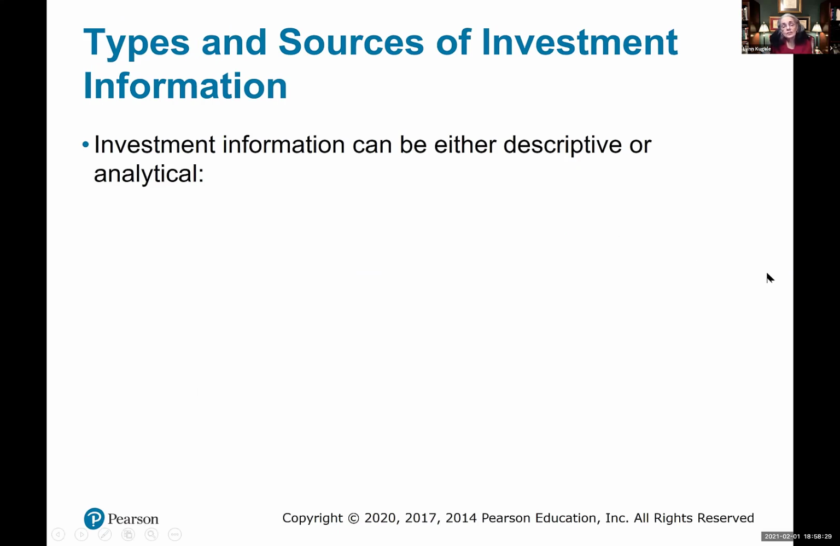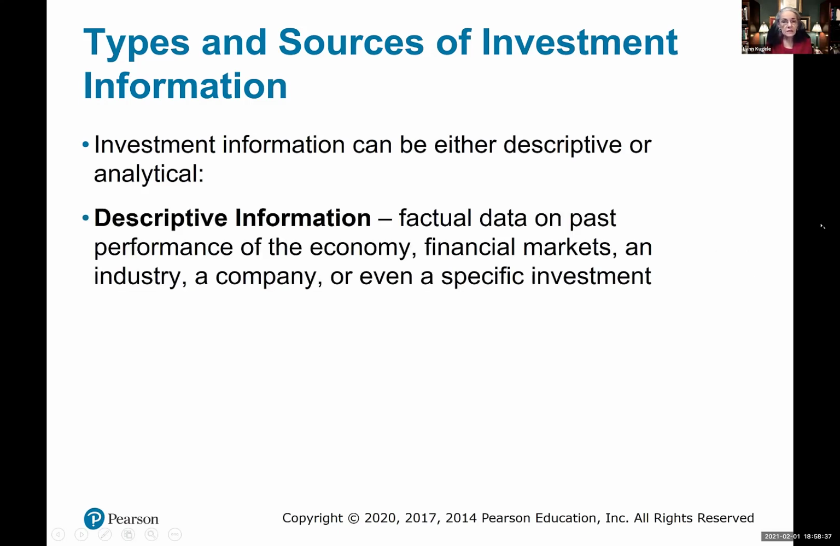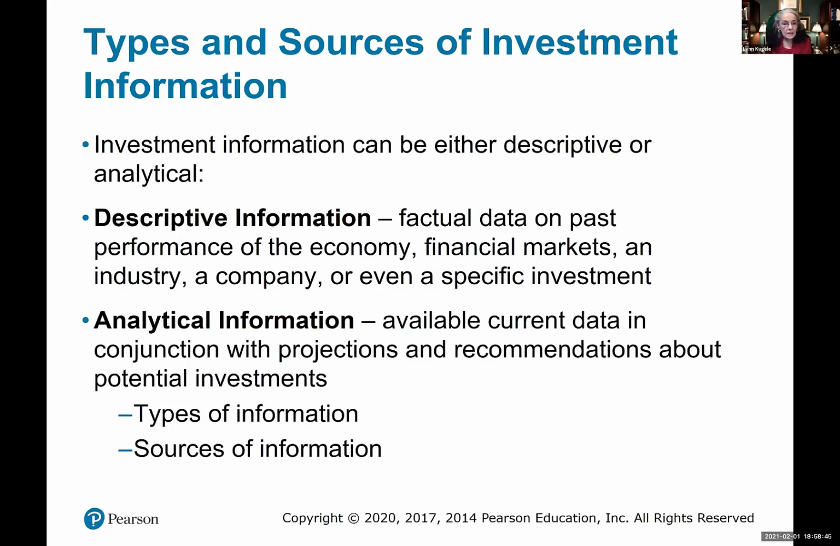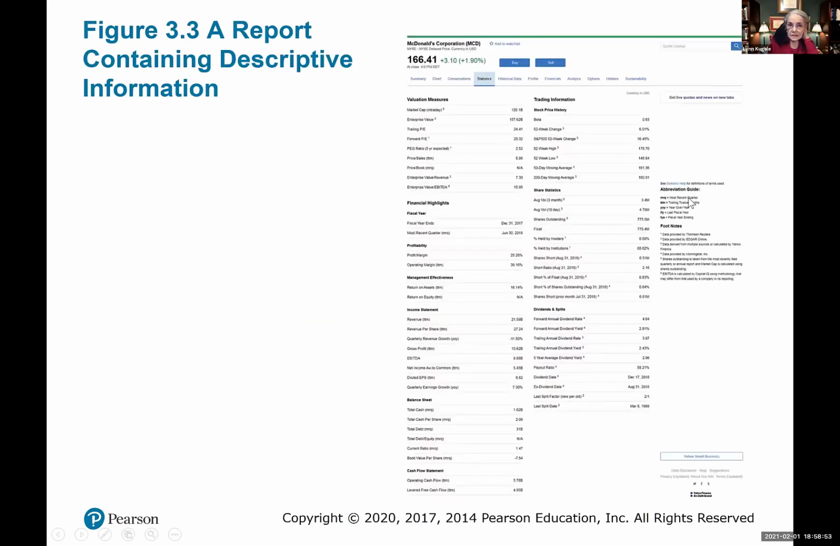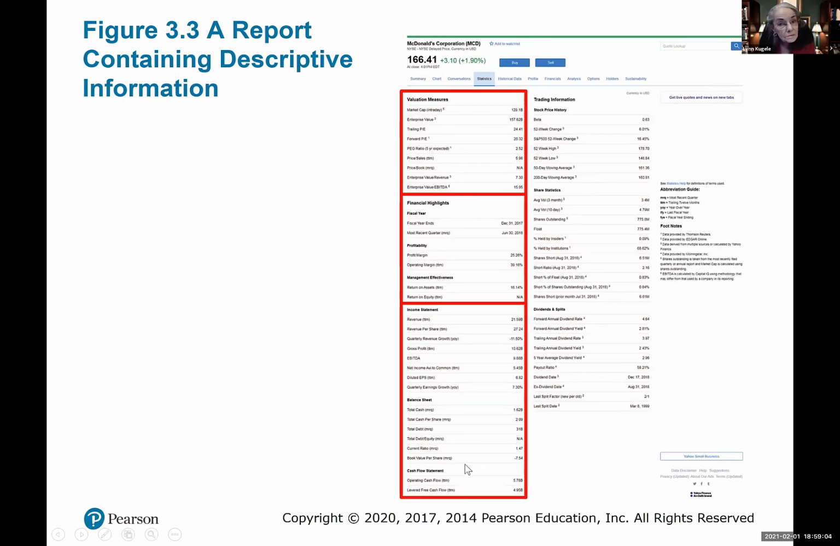Now, information that you can get can be either descriptive or analytical. And for your project, you're going to need both. Descriptive is factual data: performance of the company, the markets, an industry, even that specific investment. And analytical information is the current projections, recommendations from analysts, that sort of thing. Both of those are out there. This is a report containing descriptive information. This is on McDonald's. There are the valuation measures, the financial highlights, the income statement and balance sheet, and all the trading information.